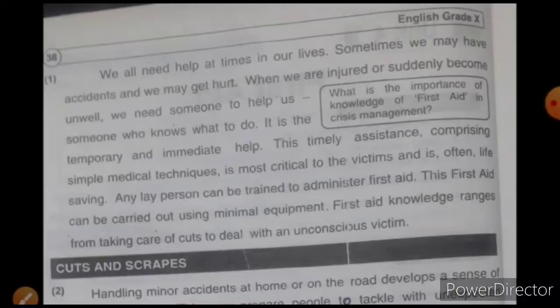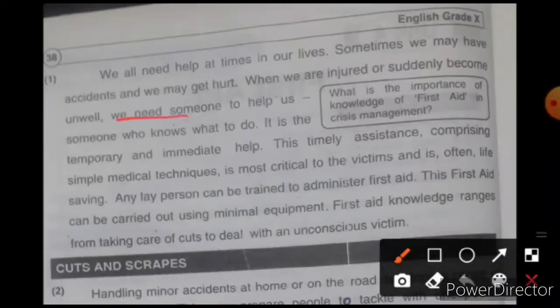When we are injured or suddenly become unwell, we need someone to help us. So the first and the foremost important thing is that we need someone to help us. At such a time, you are not in such a condition that you can help yourself, so definitely you need someone else. Okay, and someone who knows what to do. It is a temporary and immediate help. This timely assistance comprising simple medical techniques is most critical to the victims and is often life-saving. So this is a timely assistance.